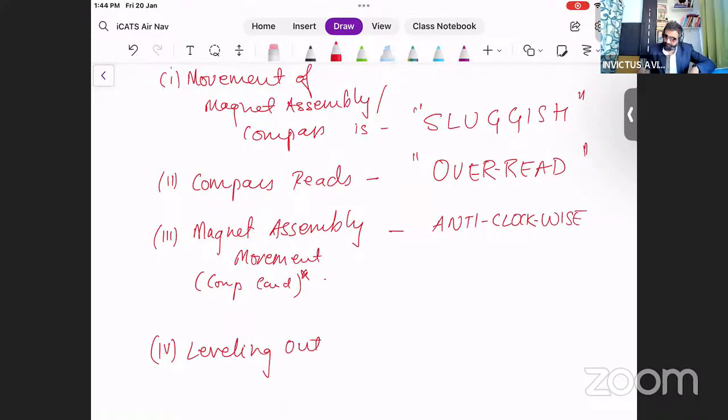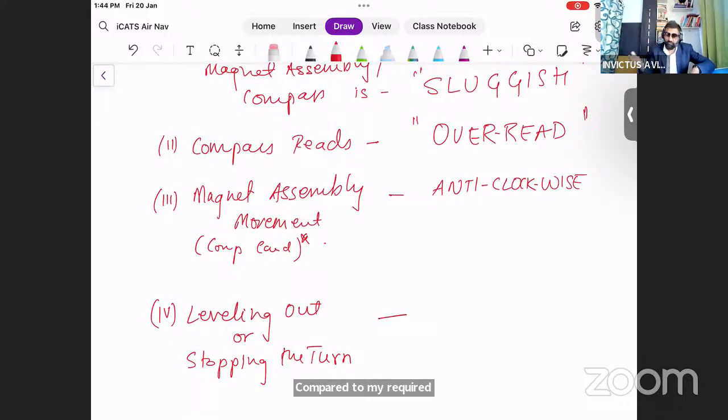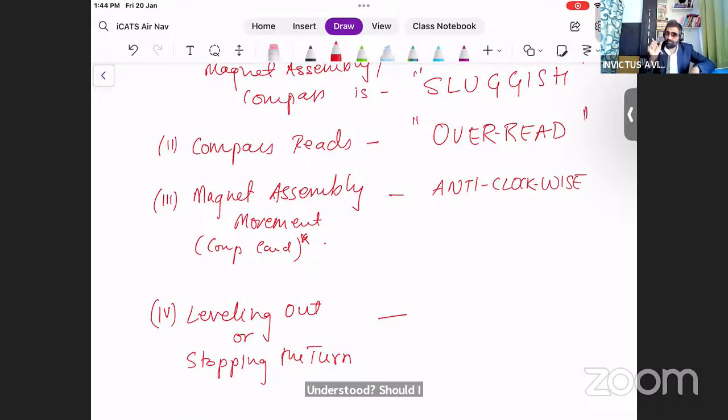Leveling out or stopping the turn. Okay. Compared to my required heading, should I level out before I reach the required heading, or should I level out after I reach the heading? It means, should I undershoot? Should I overshoot my required heading? Remember, required heading.